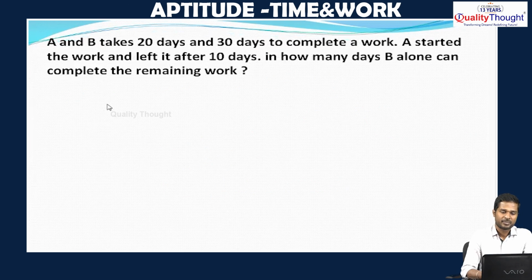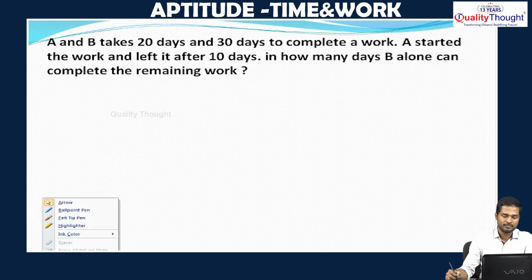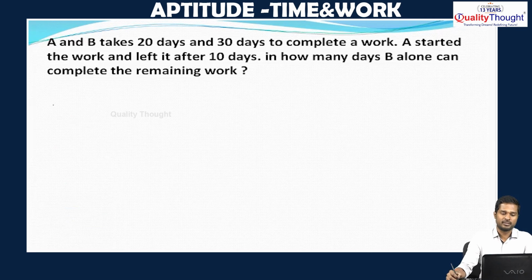This question says A and B take 20 days and 30 days to complete a work. A started the work and left it after 10 days. In how many days can B alone complete the remaining work? So that's the question. Let's see how to calculate this. First calculate how much work A has completed in these 10 days. We will see two methods. First we will see the traditional method, then we will see an equation method.